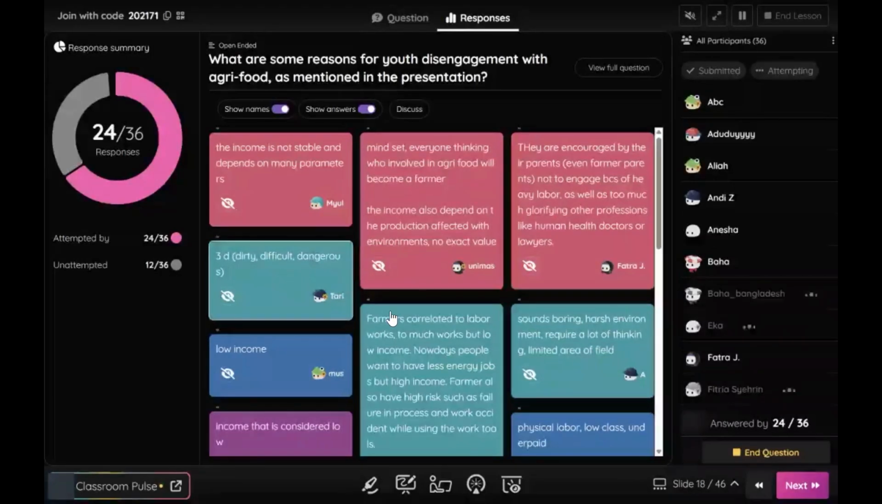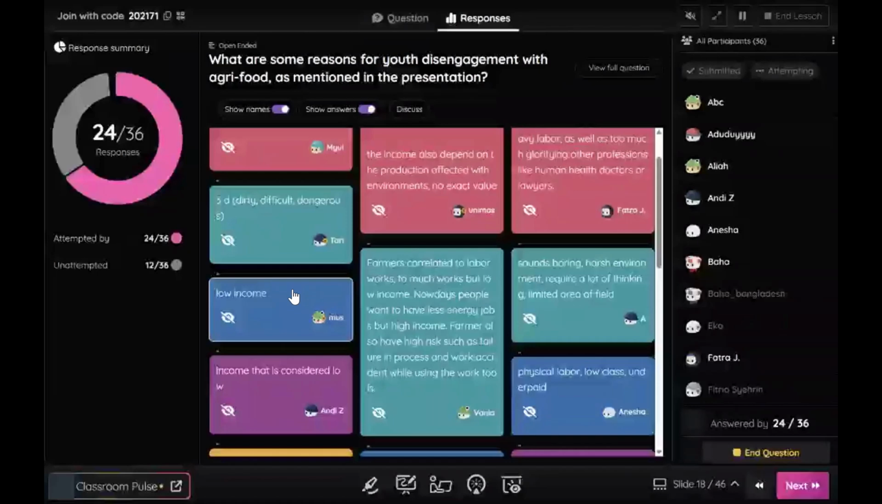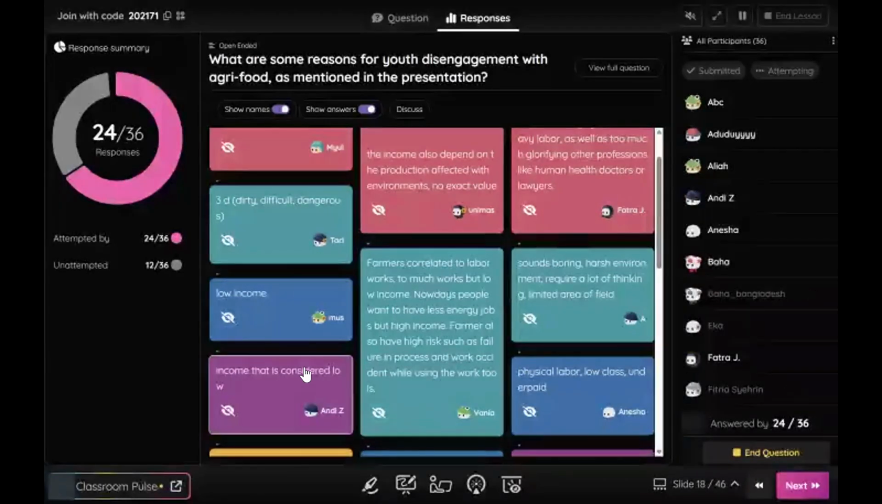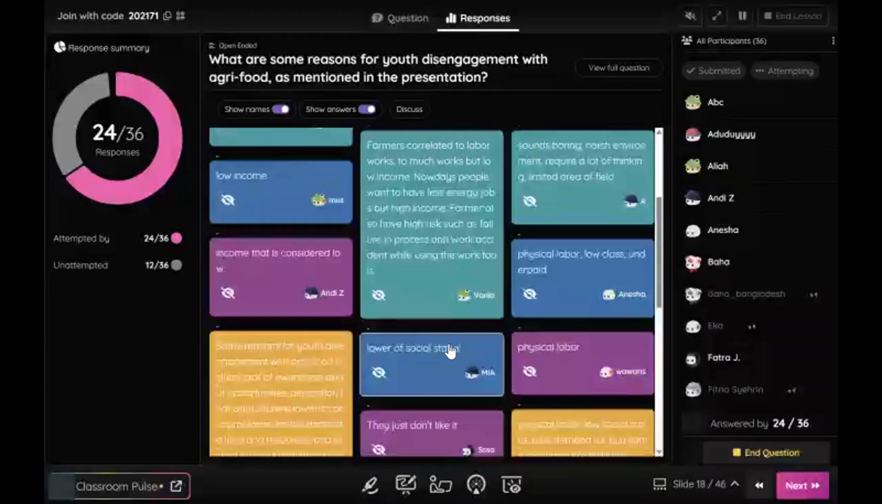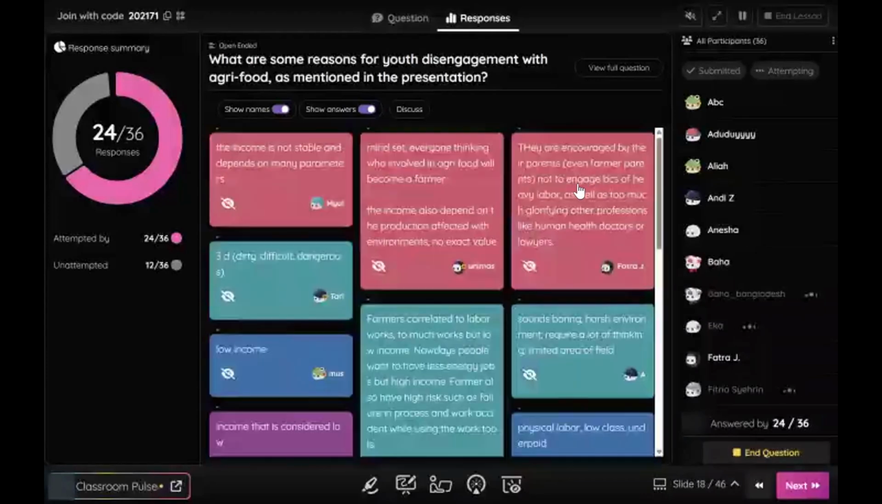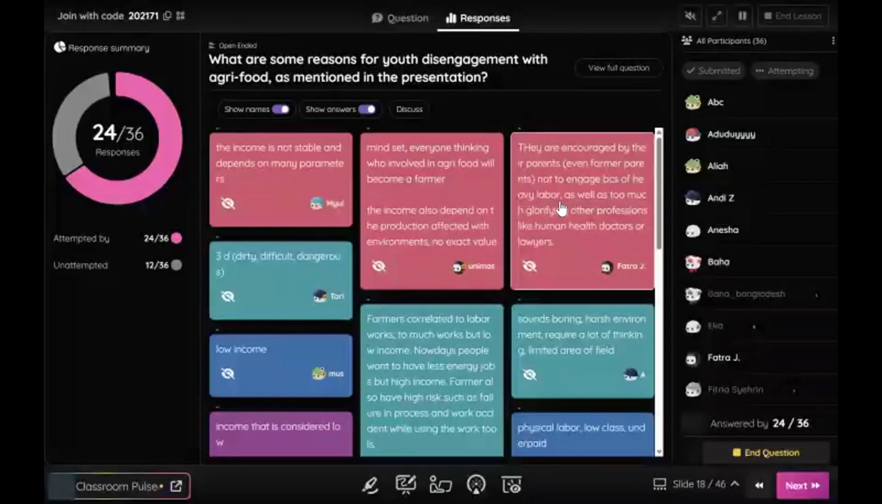Low income. Yeah, if you have a small portion of farms, it will become low income. But I guess now there is a lot of activity, a lot of ways to do some agri-food methods. Okay, income that is considered low. Let's see, they are discouraged by their parents. Even farmer parents tell them not to engage because of heavy labor.